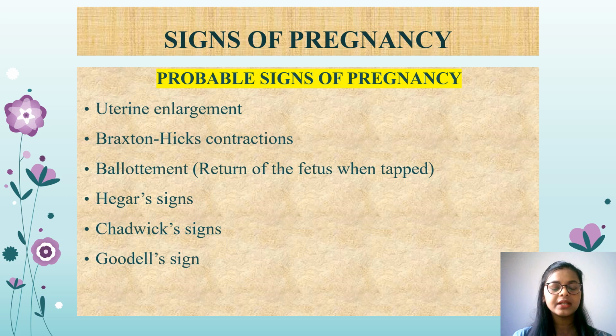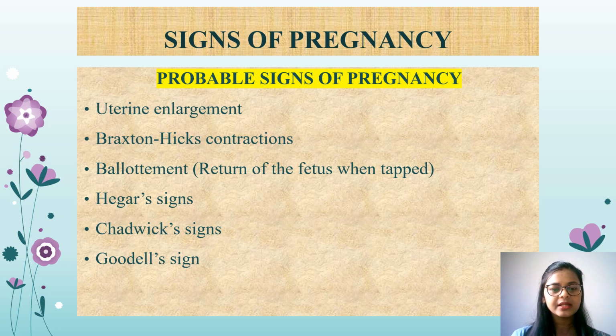Probable signs of pregnancy are, first, uterine enlargement. As the baby grows, the abdomen of the pregnant woman gets bigger and bigger. Second is Braxton Hicks contractions. These are irregular in frequency and less intense contractions, which can go away with movement of the woman and by walking. Ballottement sign: the fetus can be palpated by pressing a finger into the vagina and tapping gently, and the fetus returns when tapped. That is the ballottement sign of pregnancy.